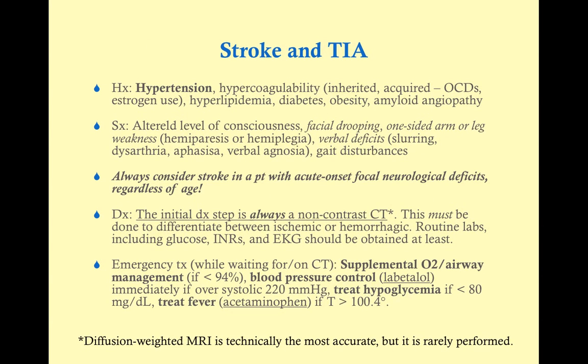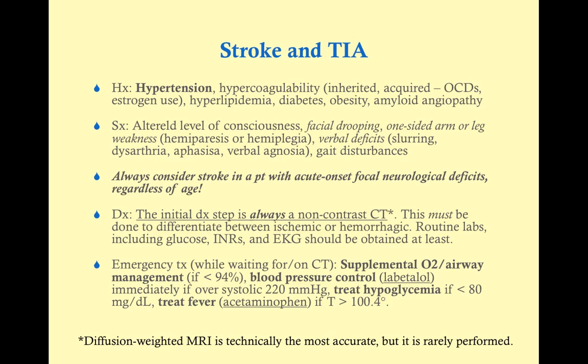Okay, stroke and TIA. So let's just quickly gloss over how we diagnose and treat it. We're not going to spend the bulk of the time on this lecture talking about that. So history: hypertension, hypercoagulability, hyperlipidemia, those are the three big ones. Diabetes, obesity, and amyloid angiopathy are sort of at the periphery. So hypertension is the number one risk factor for stroke.